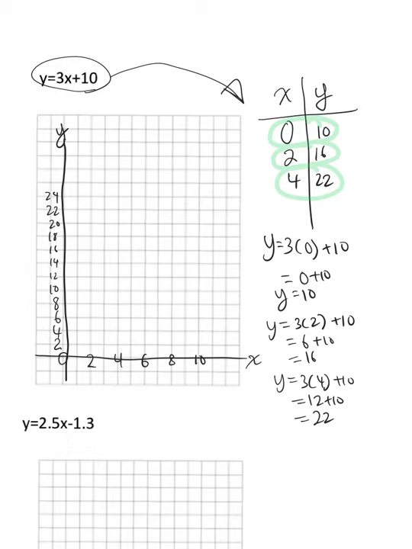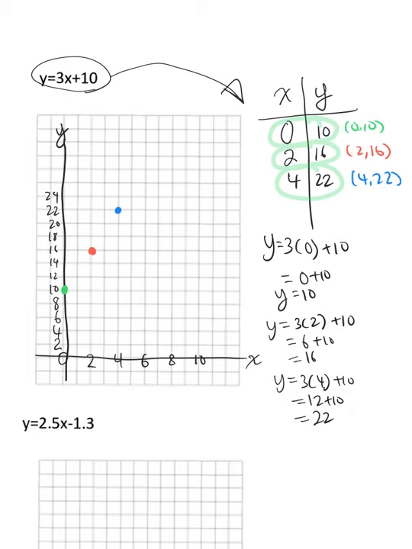I just need to plot my points. When x is 0, y is 10. So when x is at 0, y goes all the way to 10. I plot a point there. This point is 0 and 10. Then the next one I have is 2 and 16. So when x is 2, y is all the way to 16. And my last one is 4 and 22. I have 4 on the x and 22 on the y, and those are the 3 points that I got on my table.